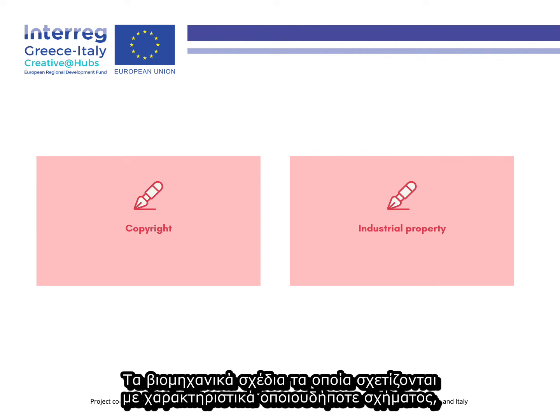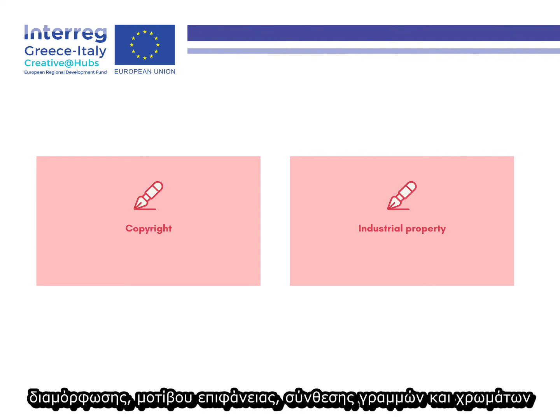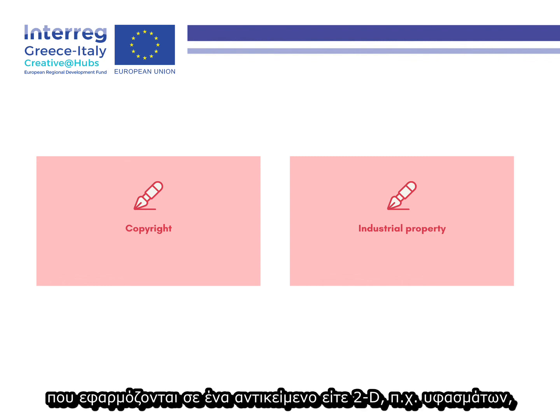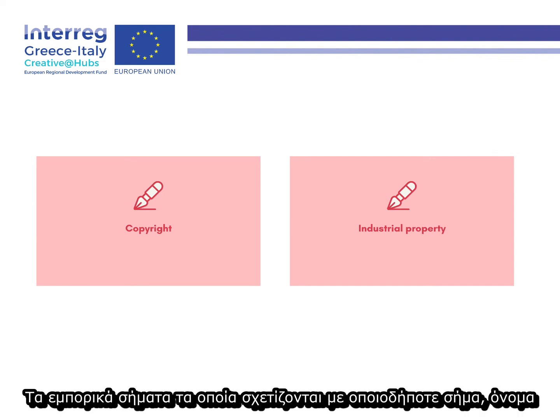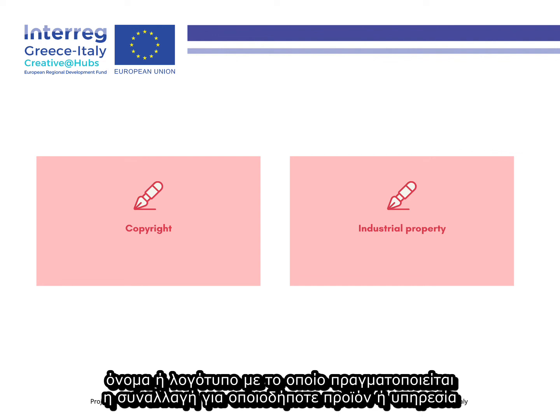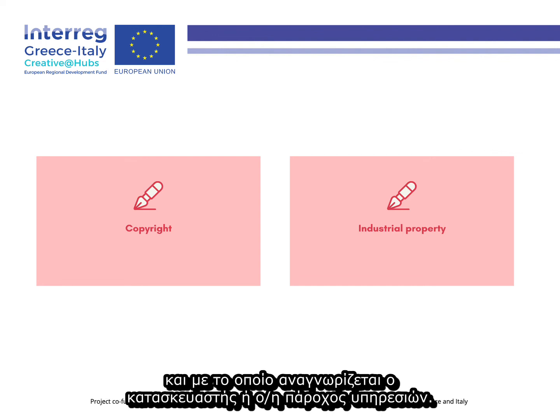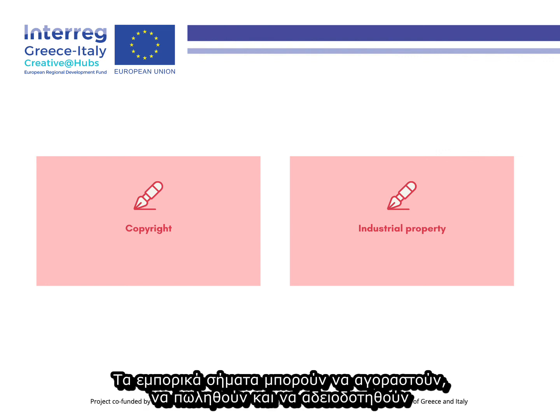Industrial designs relate to features of any shape, configuration, surface pattern, composition of lines and colors applied to an article, whether 2D, e.g., textile, or 3D, e.g., toothbrush. Trademarks relate to any mark, name, or logo under which trade is conducted for any product or service and by which the manufacturer or the service provider is identified. Trademarks can be bought, sold, and licensed.